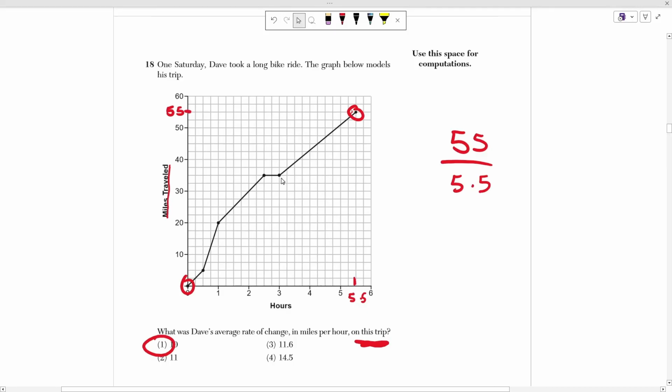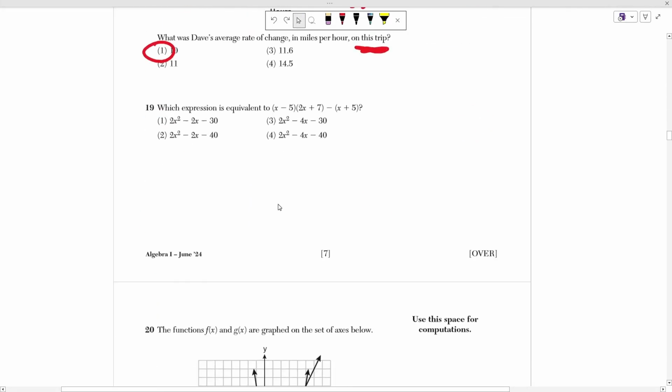Obviously, he didn't go at 10 miles per hour the whole trip, but because this slope is different than this slope, he went faster here than slower there. But if you take everything into account, the total amount of distance that he traveled divided by the total amount of time that it took, it's going to equal 10.